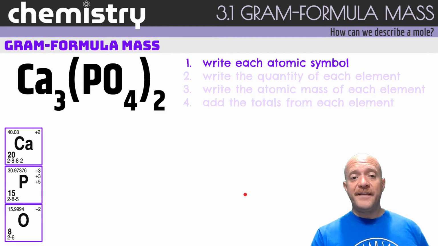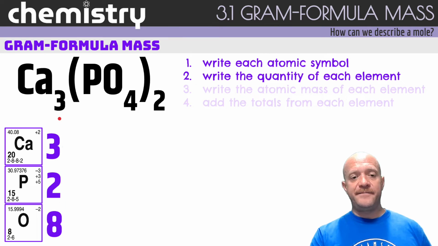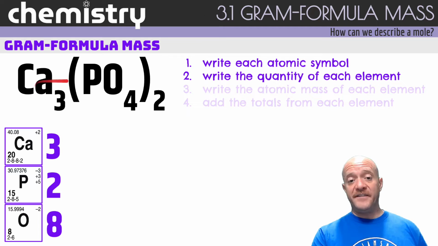Now another one, calcium phosphate. This one looks a little bit trickier because I've got these parentheses. But remember from algebra, use the distributive property. So the first thing we want to do again is write down the atomic symbol: calcium, phosphorus, and oxygen. Then we write the quantity of each element. Now I have 3 calciums because this 3 refers to what is in front of it. And I have 2 because of the parentheses.